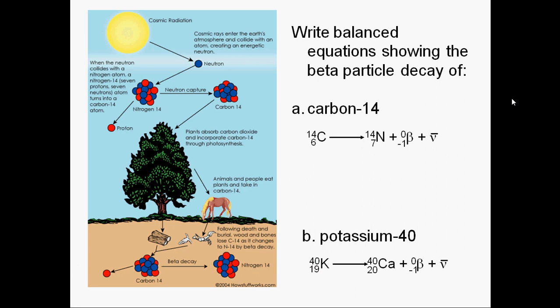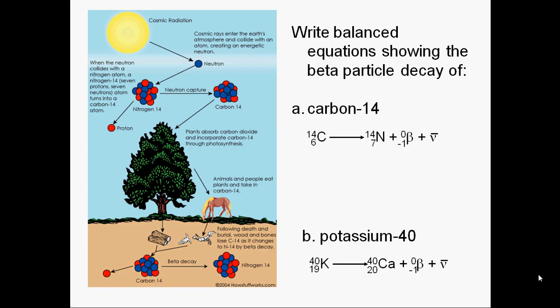Okay. Second example, potassium 40. Okay. Here's our isotope notation for potassium 40, atomic number of 19. When we release an electron, we have turned a neutron into a proton, and so our atomic number increases by 1 to give us calcium 40. And again, we can always check to make sure that our upper numbers are the same on both sides of the equation, and that our lower numbers add up to be the same on both sides of the equation.